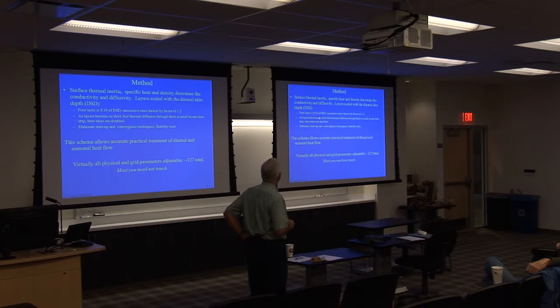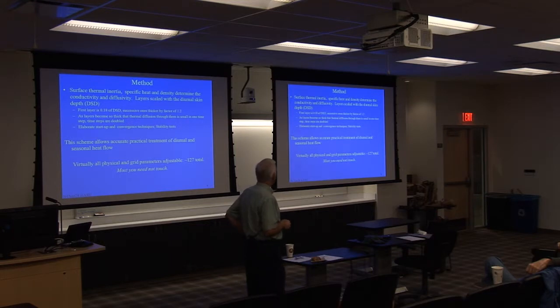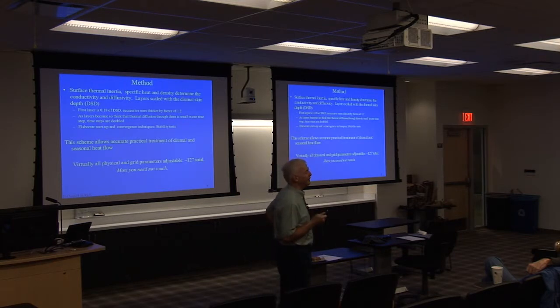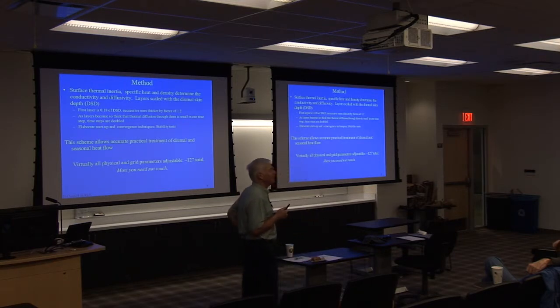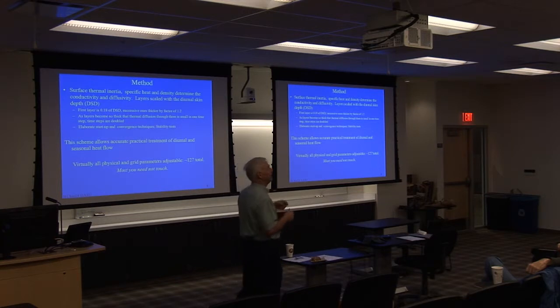The first layer is 0.18 of the diurnal skin depth. That's what DSD stands for. And successive layers are thicker by a factor of 1.2. This is the essence of the treachery and trickery of KRC: the fact that it uses layers that are not uniform, but increase geometrically as you go deeper and deeper, because that's the nature of heat diffusion. The time resolution mellows out as you go deeper into the material.